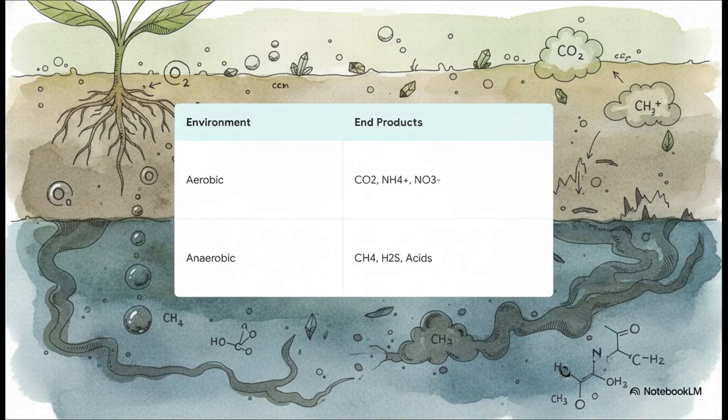What's fascinating here is that the environment completely dictates the end products of this decomposition. In oxygen-rich aerobic soils, we get simpler products. Things like carbon dioxide, ammonium, nitrates, and essential plant nutrients like calcium and magnesium. But if you strip that oxygen away and create an anaerobic environment, the breakdown produces methane, or swamp gas, organic acids like lactic and propionic acid, and even toxic gases like hydrogen sulfide.